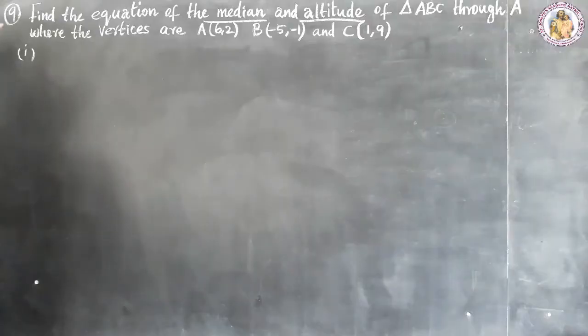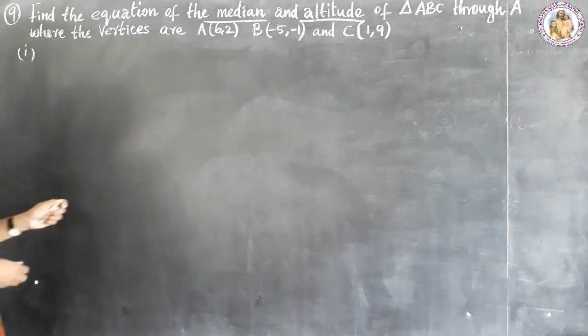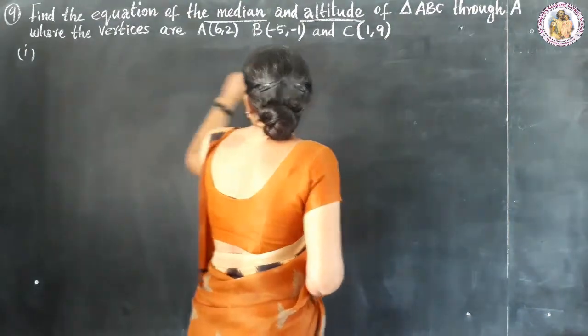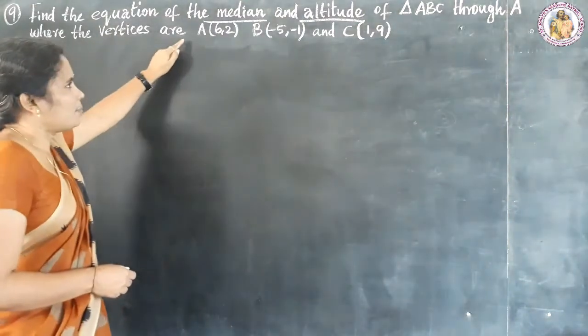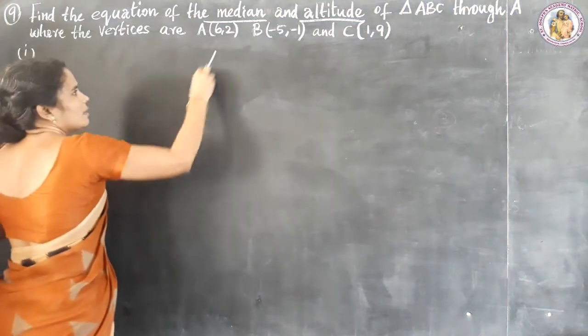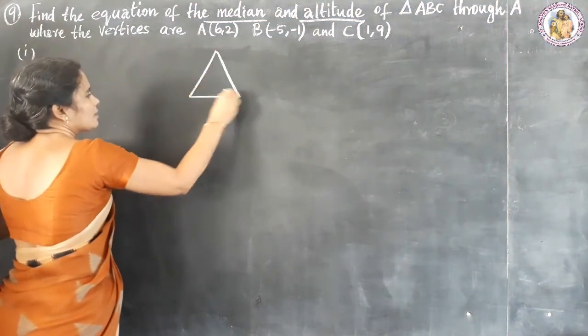Question number 9. Find the equation of the median and altitude of triangle ABC through A, where the vertices are A, B and C. The points are given here. Triangle ABC.